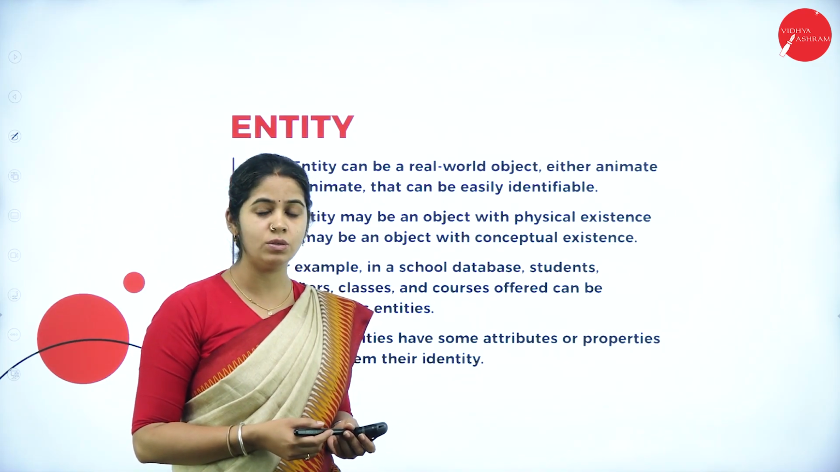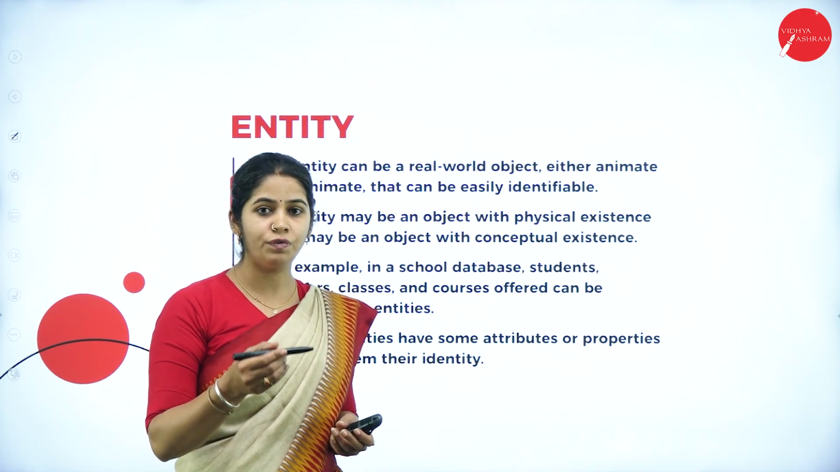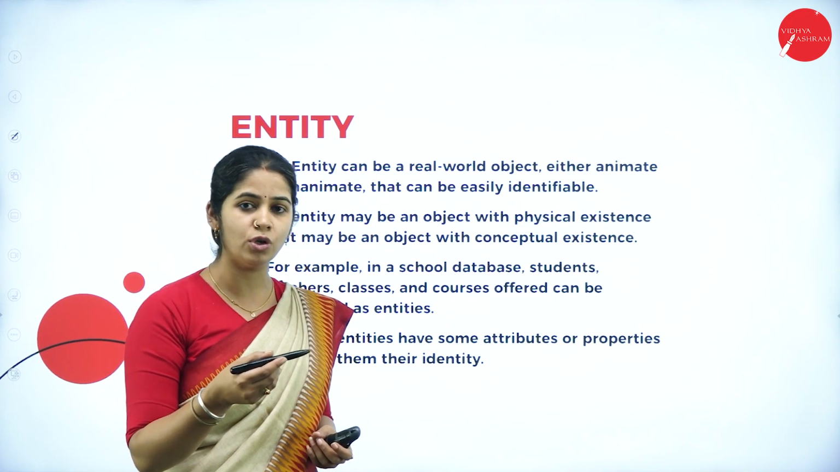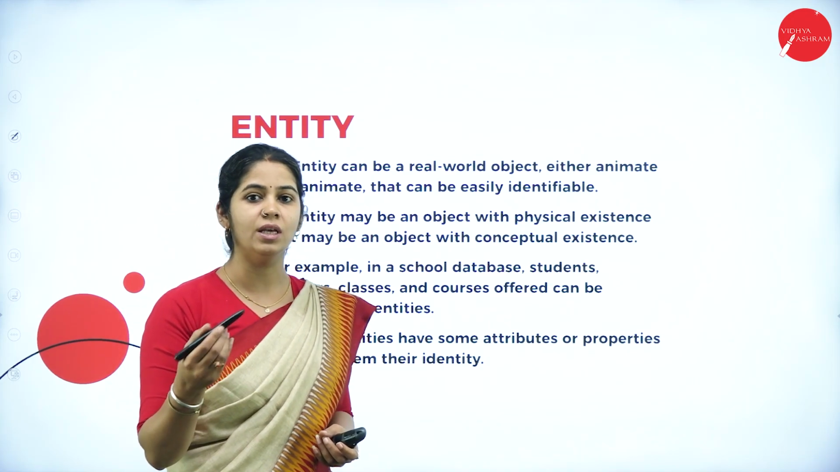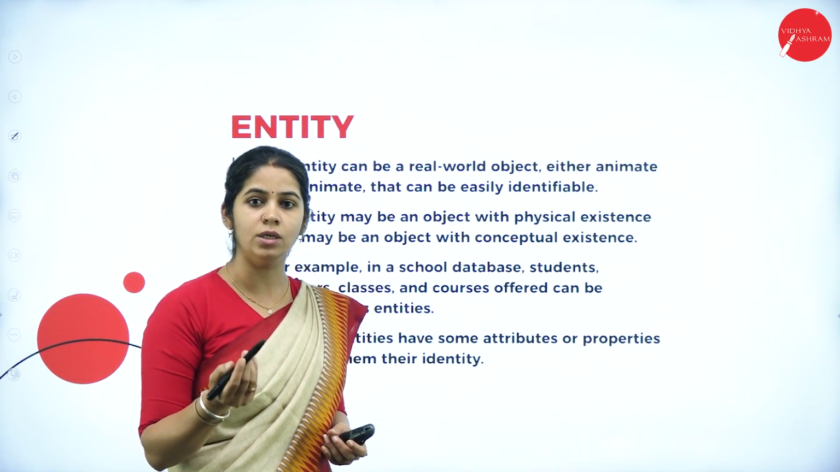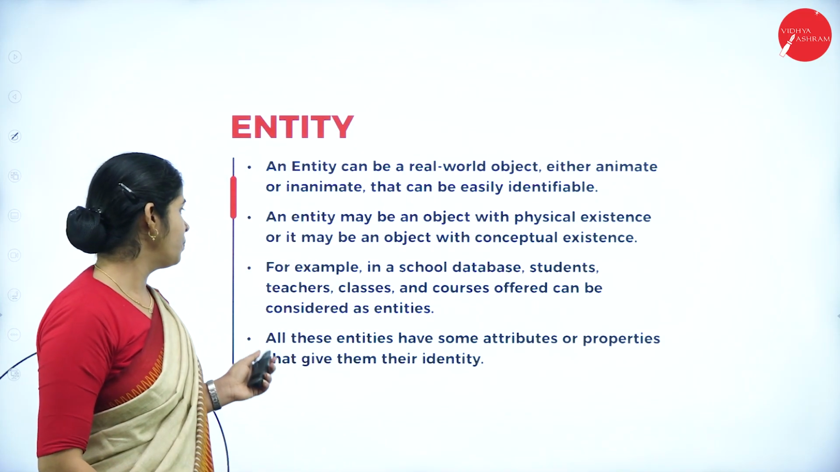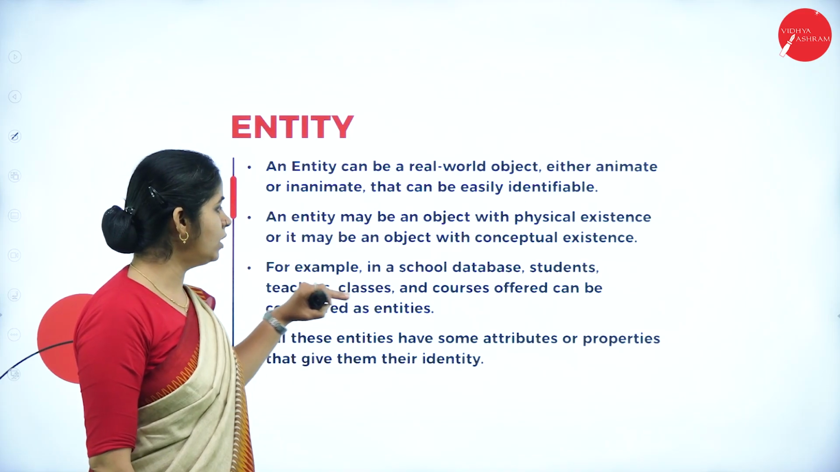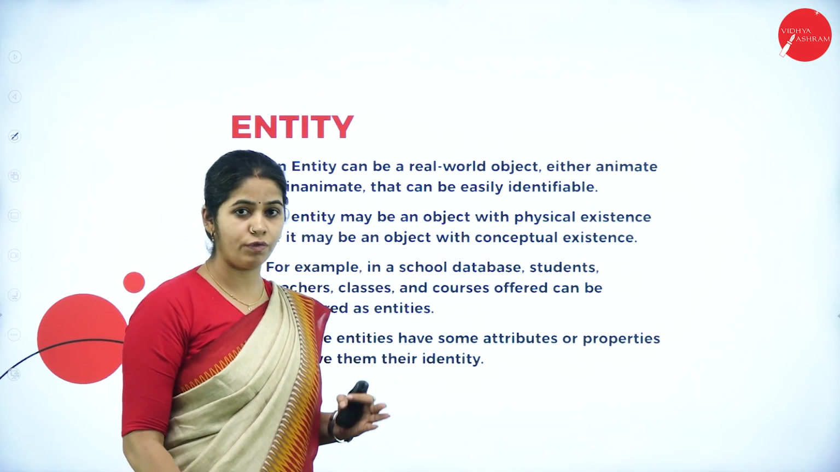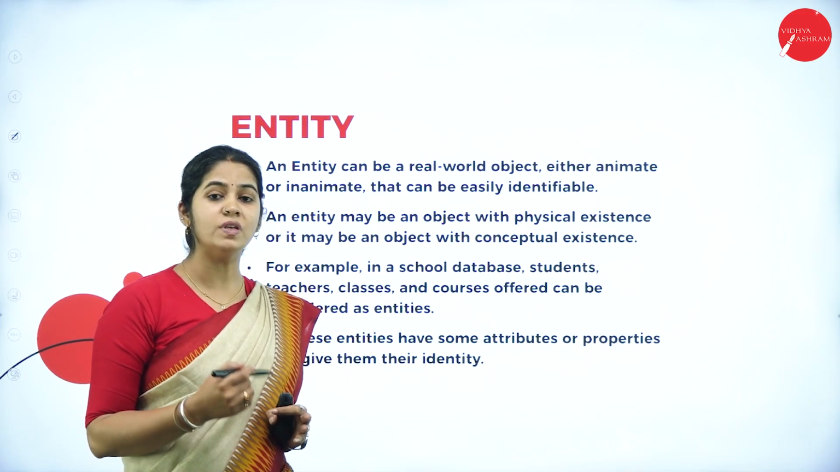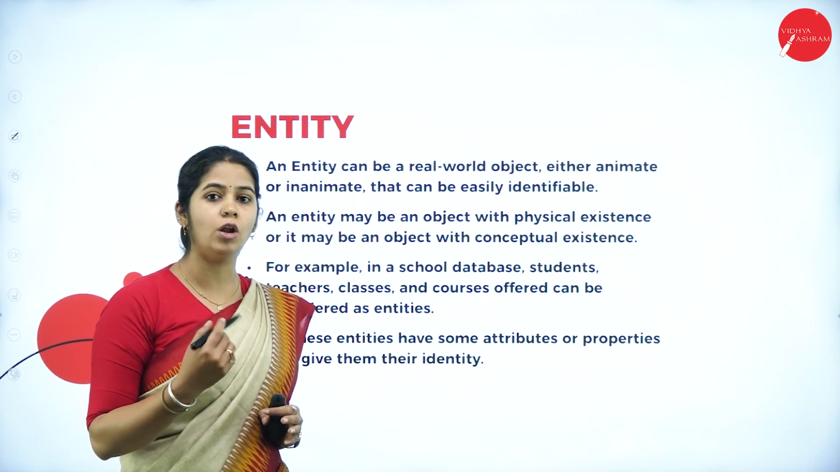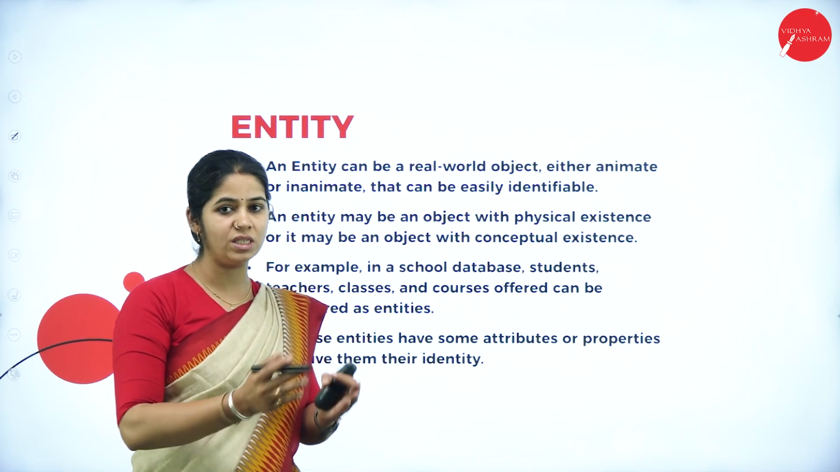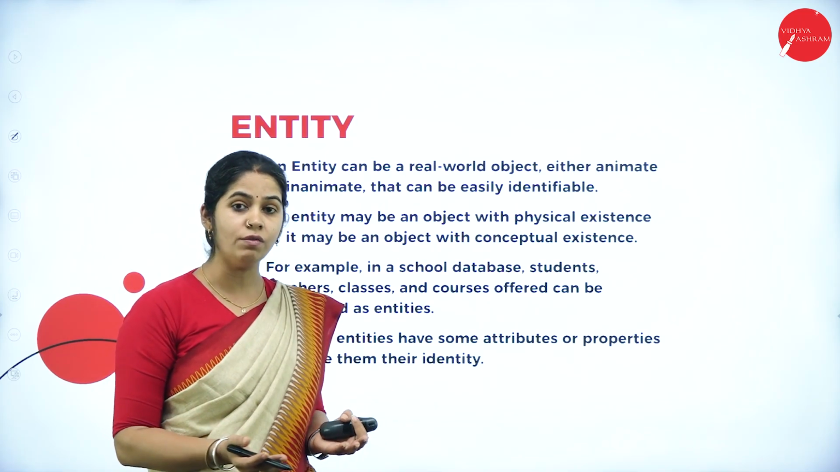Physical existence means what? We can touch, feel and see the things. That is called physical existence. Conceptual means we are assuming some object is there. That is a conceptual existence. For example, in a school database, the student, teacher, class and course offered are all physical entities or physical objects. We can see the student, the teacher, the classrooms. These are all physical entities.